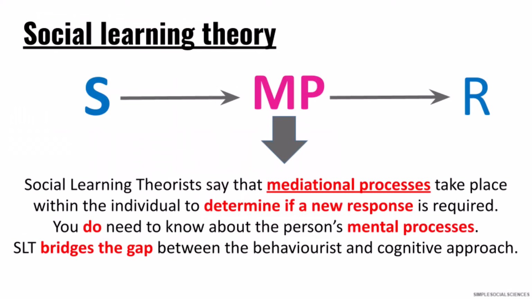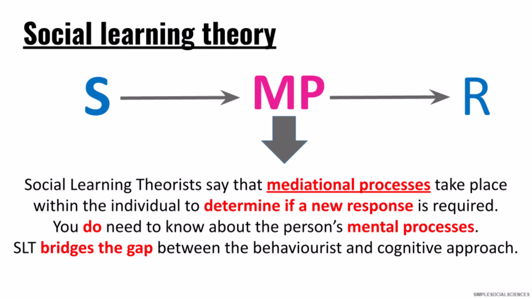So the social learning theory bridges that gap between behaviorism and cognitive approach because it explains important internal processes that take place in order for an individual to learn and then display those behaviours, which behaviourists didn't think was important. Bandura referred to this crucial step as mediational processes, and there are 4 of them.